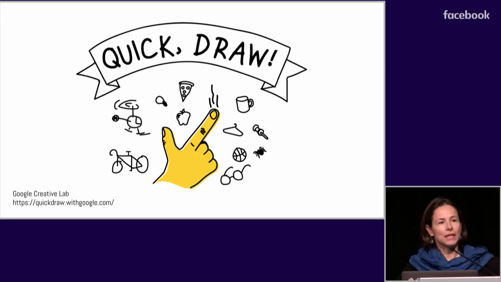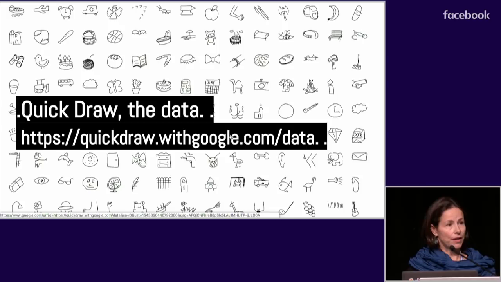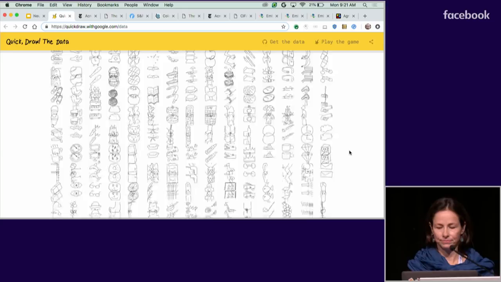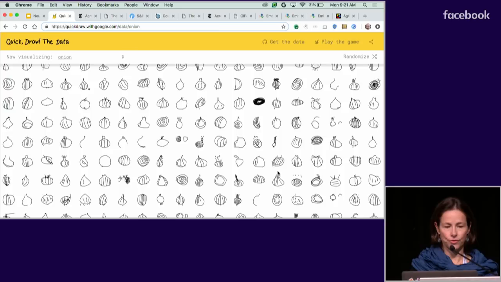It gives you something to draw and 20 seconds to draw, and it keeps trying to guess what it is that you're drawing. Okay. And so what happens is that this went viral, and it created a huge data set of drawings, of doodles. And they open sourced this data set. And it's really cool because you can be like, ooh, onion. Okay, I click here. I can see all the onions that people are drawing. And they actually show me the strokes and everything.